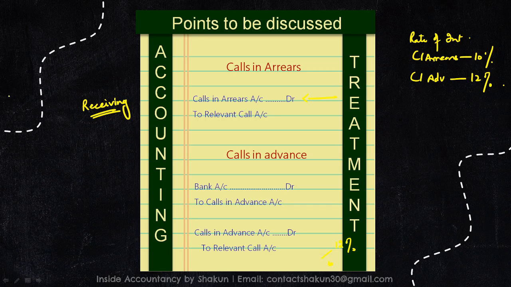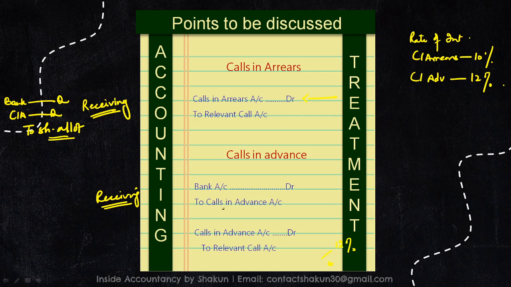For example, if allotment is not received, our entry will be Bank Account Dr., Calls in Arrears Account Dr., to Share Allotment. So the relevant call or stage will be credited and calls in arrears will be debited. Talking about calls in advance, again, when we pass the receiving entry, then only we come to know that there is a certain amount which has been received in advance.